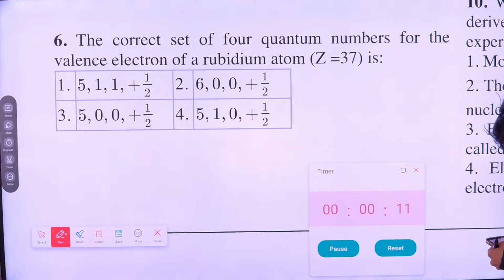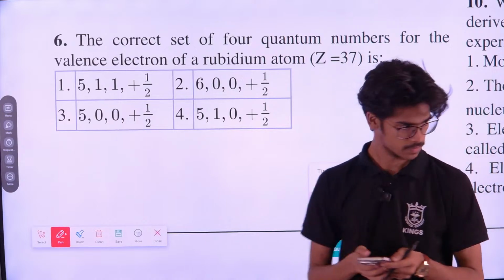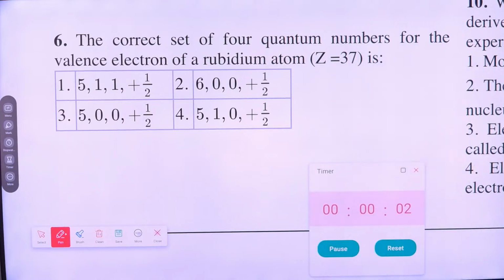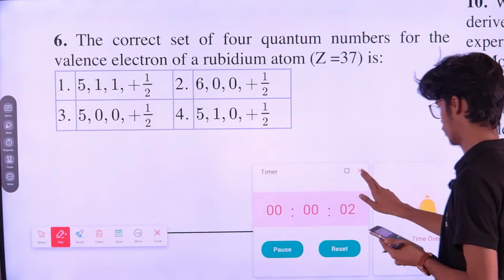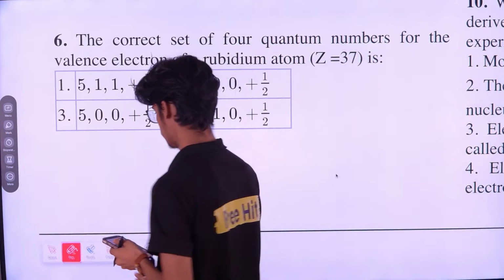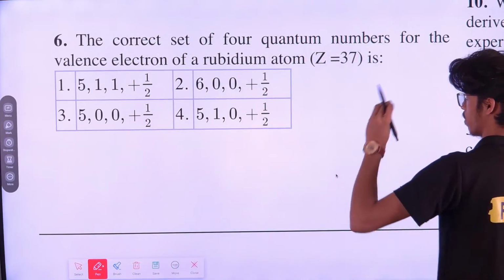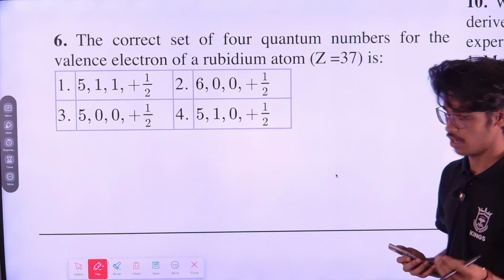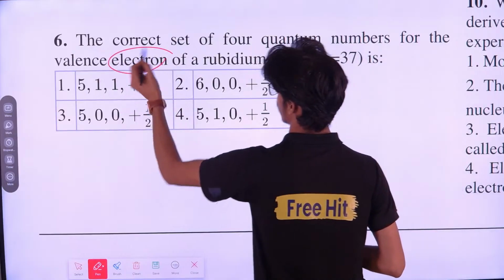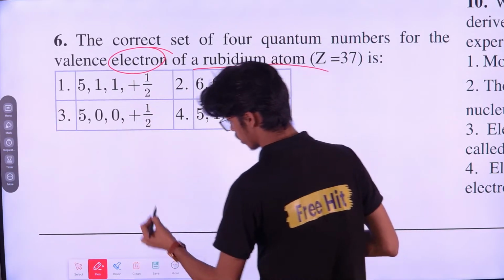Okay, 12 seconds. Somebody answer the question number 6. Okay, now done. Let's see what is the answer. The correct set of 4 quantum numbers for the valence electron of a rubidium atom. So first of all, we need to find where the valence electron of the rubidium atom is lying. Can you tell me the electronic configuration?